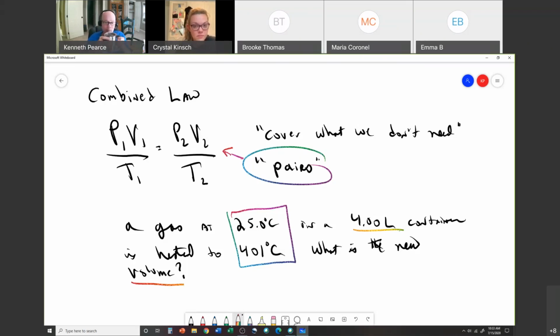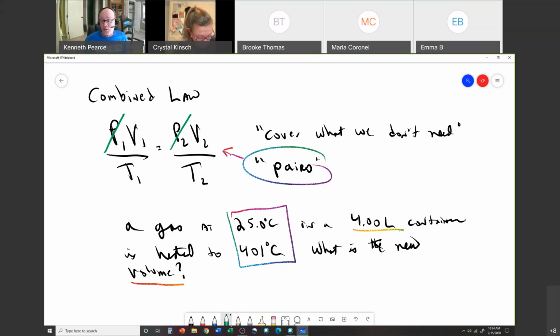Now I see a pair of temperatures and I see a pair of volumes. Do I see a pair of pressures up there? The answer is, well, I don't see a pair of pressures. And so what I'm going to do is go up here to my combined gas law and mark off what I'm not using. I'm not using pressures, so I don't need them.